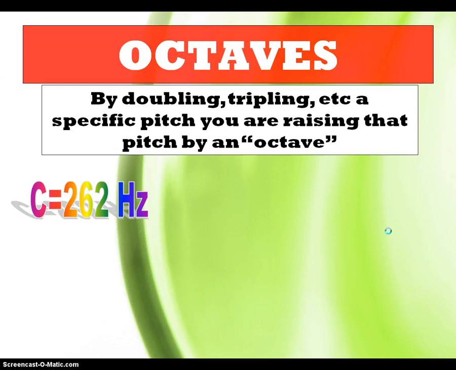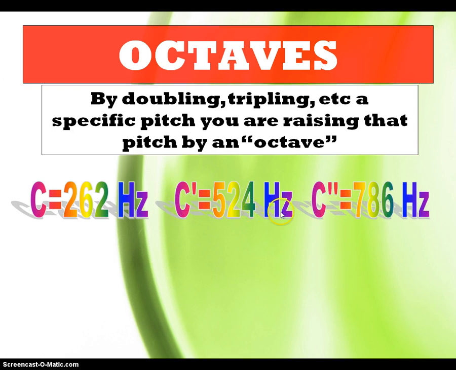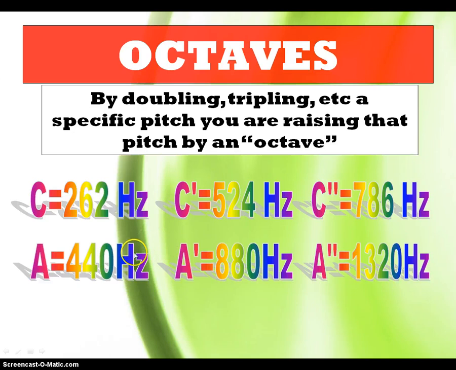Now, an octave is when we double or triple the frequency of the note. So if we start with a C at 262 hertz, and I double it to 524 hertz, then that would be the first octave. At 786 hertz, it would be the second octave. So it would be the same note, but just a higher pitch of that note. Same thing with A. If I were to double it, it would double the frequency. And I also could cut it in half. So if I went to 220 hertz, that would make an A that was one octave lower.